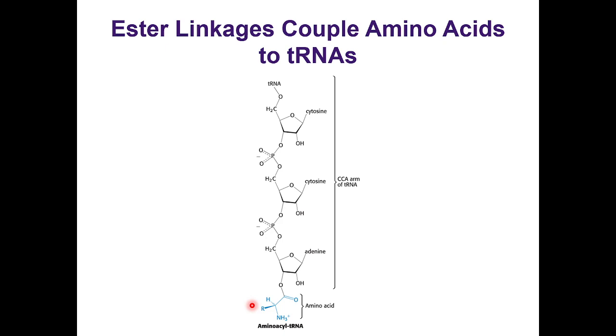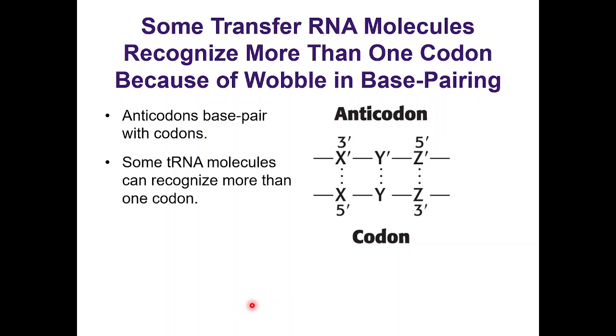All of them. Yeah. When we see an R like that, that means we can be anything we want. Okay. And so the anticodons are going to base pair with the codons. Some of the tRNA molecules can be recognized by more than one codon. And so again, you have a degree of non-specificity that is going to reinforce your mRNA specificity.